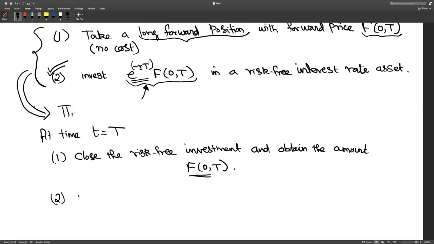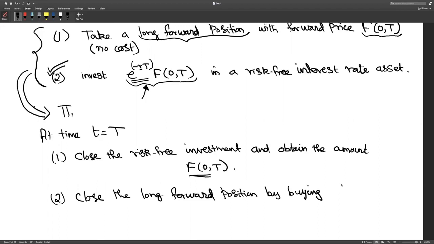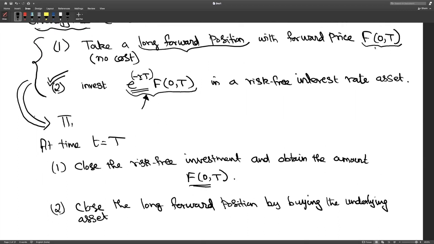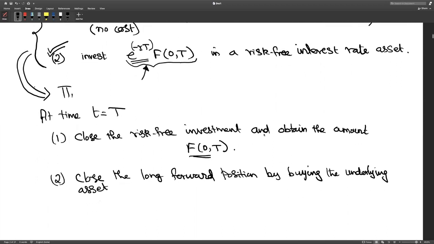And now you have a long position in the forward, which you also close. Of course, you have to close it because capital T is the expiration time. How will you do that? You will buy the underlying asset. What is the price that you will pay to buy that asset? It is the forward price that is quoted in your contract, that is f of 0, T.